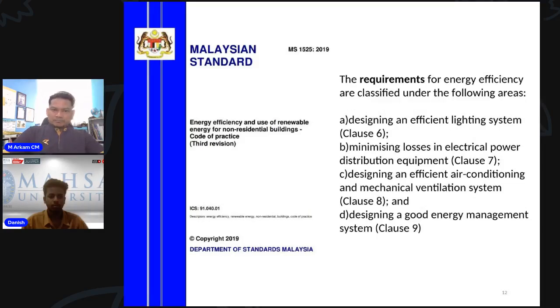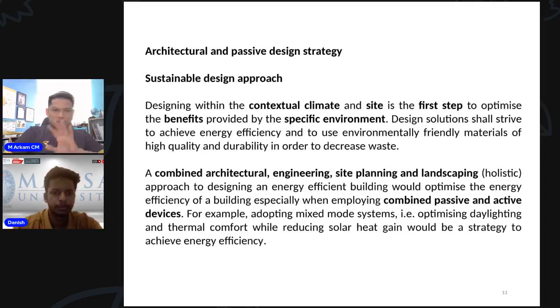Okay, then the requirement. Our energy efficiency is classified under the following areas: design efficient lighting system. So this is when we talk about artificial light, minimizing loss in electrical power. We don't want to talk about that also. Design an efficient aircon and mechanical ventilation. It can be done. And design a good energy management system is also more complicated. We want to interact or integrate everything inside the building by using the energy management system. It's actually available in the market now, but it's more complicated for us. We want to talk just about the sustainable design approach today.